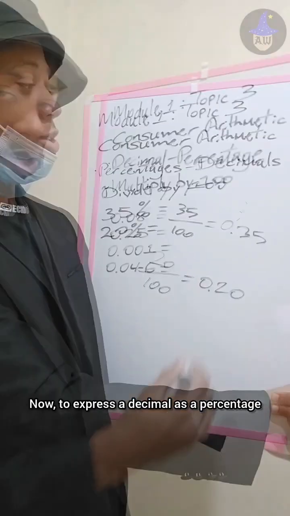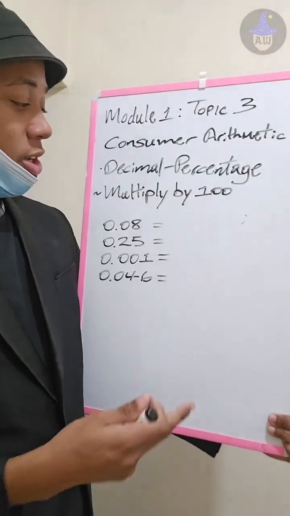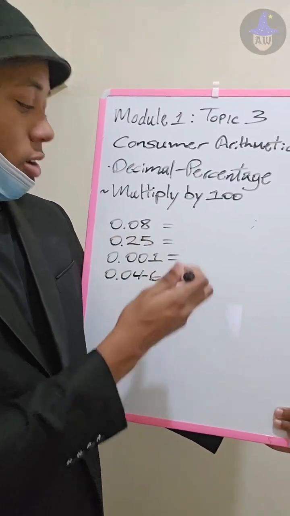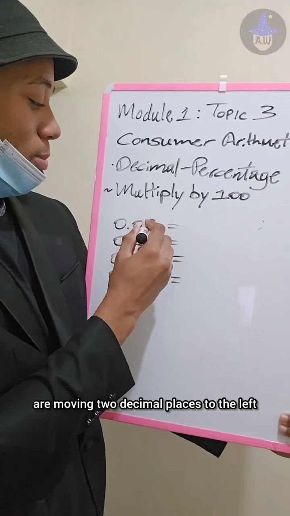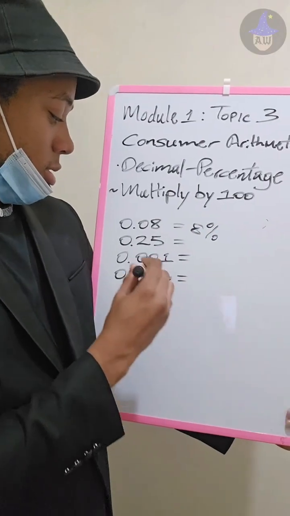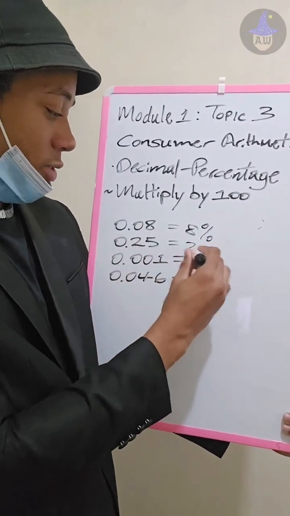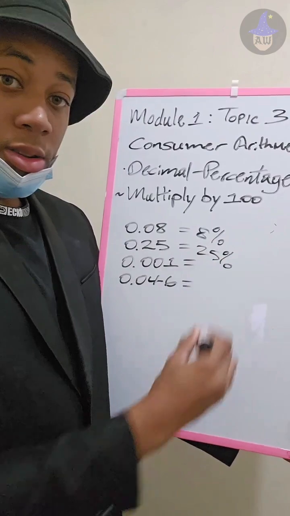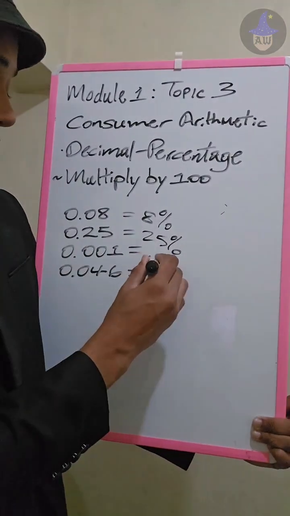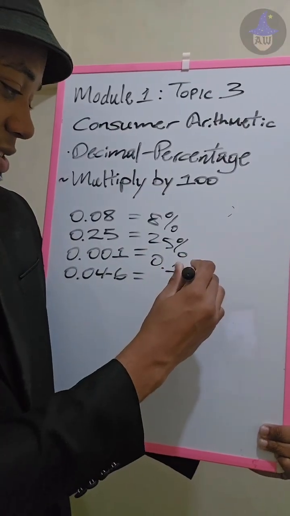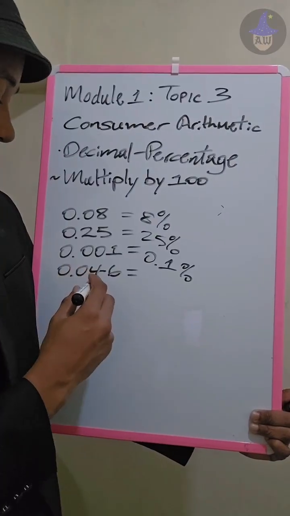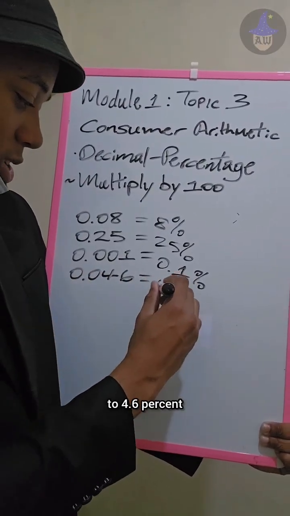0.20 as a decimal. To express a decimal as a percentage, you multiply the decimal by 100, so 0.08 times 100, or moving 2 decimal places to the right. This is 8%. 0.25 times 100, 25%. 0.001 times 100 is 0.1%. 0.046 is 4.6%.